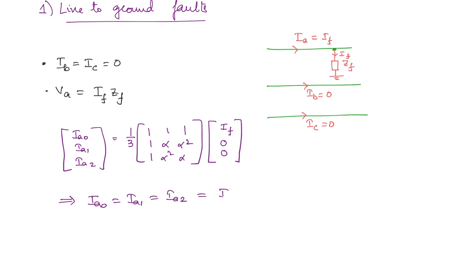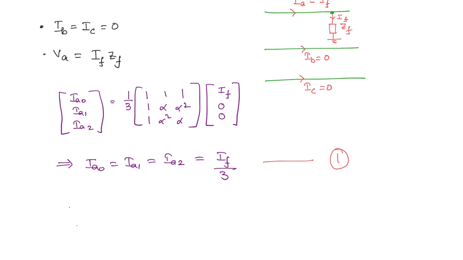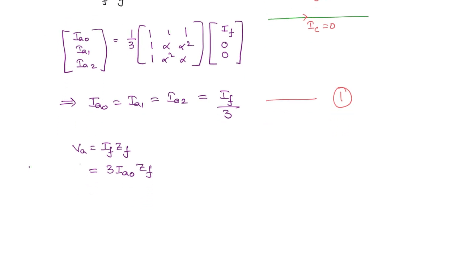So this is the first clue that we have as to how the sequence networks will be interconnected, right? So this is the first relationship. Now the second one you can get from the voltages. So we know VA is IF into ZF. Now IF you can write in terms of the sequence current. So if you take IA0, it is 3 IA0 into ZF. Now the voltage you can express as the phasor sum of the sequence components, symmetrical components, right? So this will be the second relation that we have.